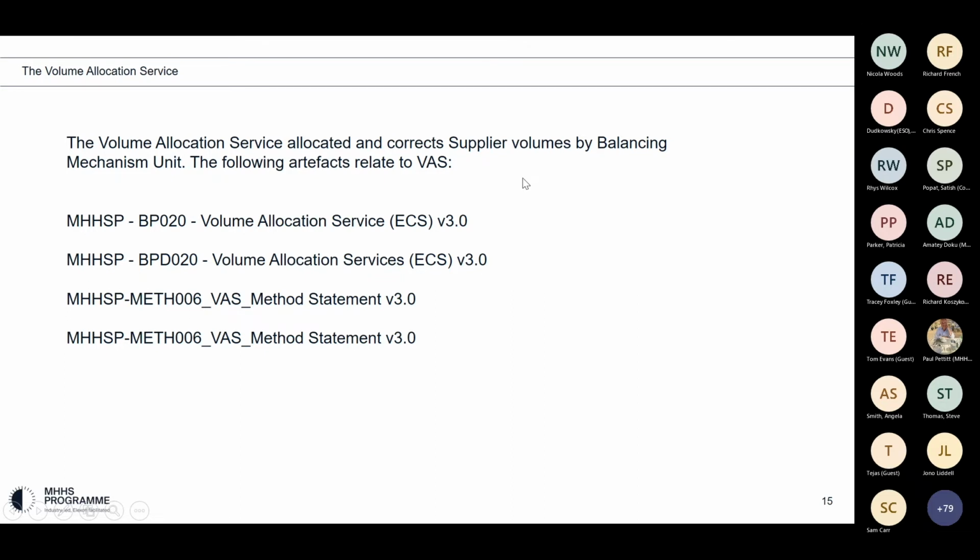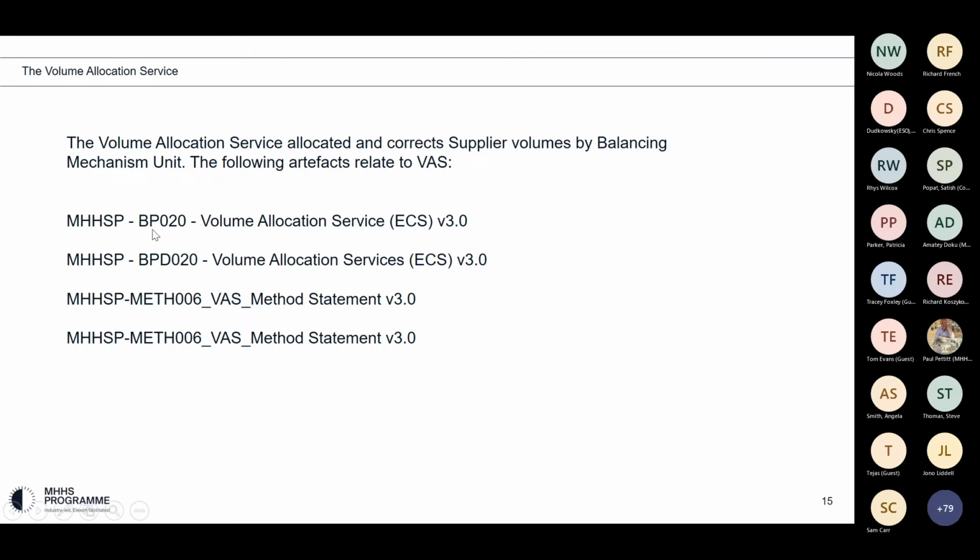So as we've already just talked about, the volume allocation service will allocate the data calculated by the market-wide data service, which will already be coming in by balancing mechanism units, but that data will be uncorrected. It will also have the losses data calculated by the market-wide data service, and it will perform that GSP group correction, which I just talked you through there.